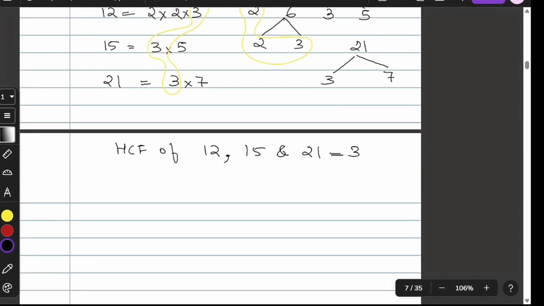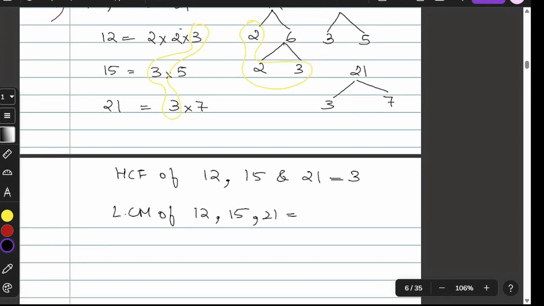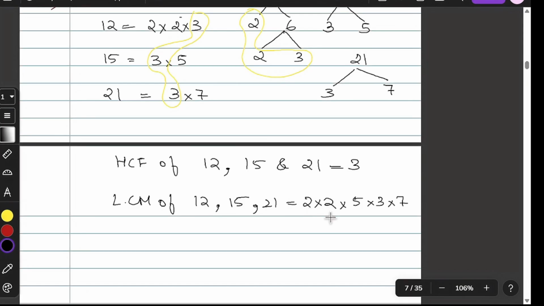And now I have to write what is the LCM of 12, 15, 21? It is going to be, what is left over here? 2 into 2. Then comes the 5. Then comes 3. Then 7. These are the common multiples, right? So 2 into 2 into 5 into 3 into 7. When multiplied all together, what we are going to get here? 420.